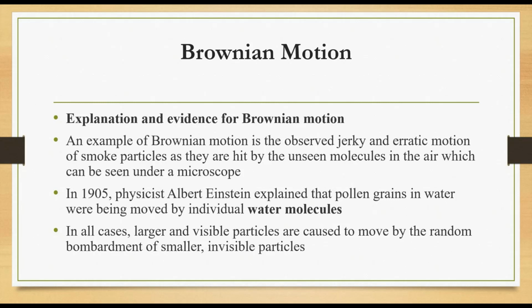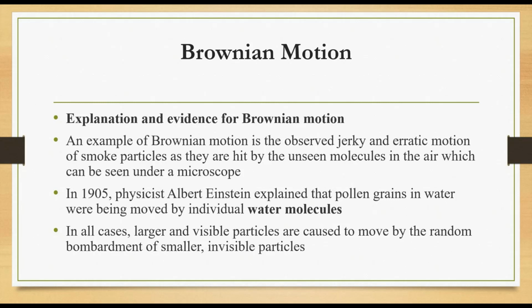In 1905, physicist Albert Einstein explained that pollen grains in water were being moved by individual water molecules. In all cases, larger and visible particles are caused to move by the random bombardment of smaller invisible particles. If you've watched my previous video, you remember me talking about a scientist who was observing a pollen grain suspended in water. Yes, I was talking about physicist Albert Einstein. So let me just recall that.